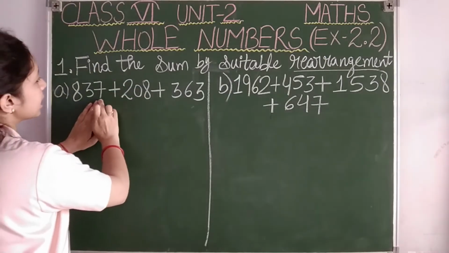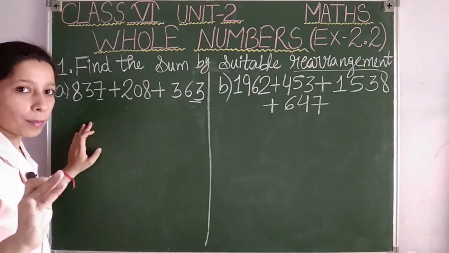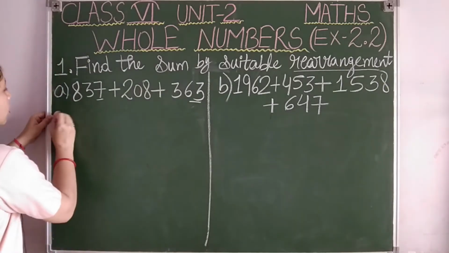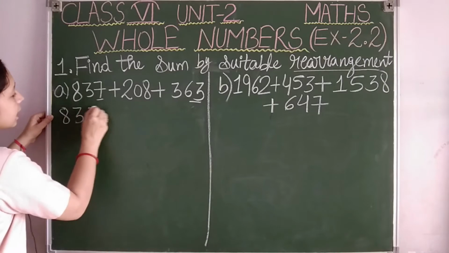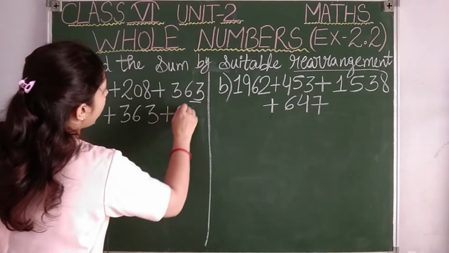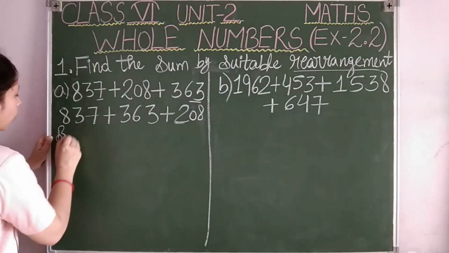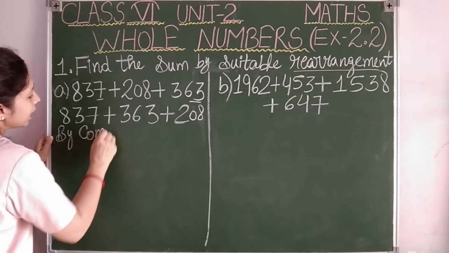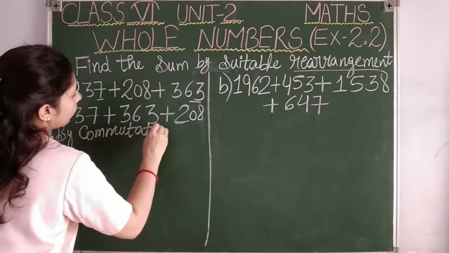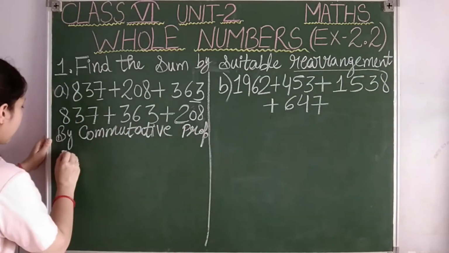No, I will not take this. Then 7 plus 3, students. 7 plus 3, how much? 10. A number which is ending with 0 we are getting. So these two numbers I will add first. So here I will write 837 plus 363 plus 208. Okay, which property have we used here? Mention the property. By commutative property, students. Then in the next step, I will form a group.